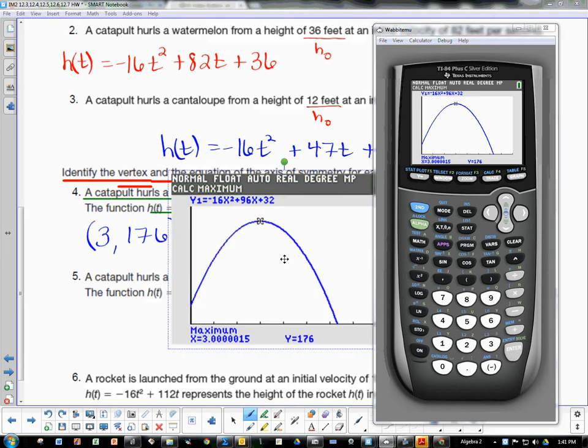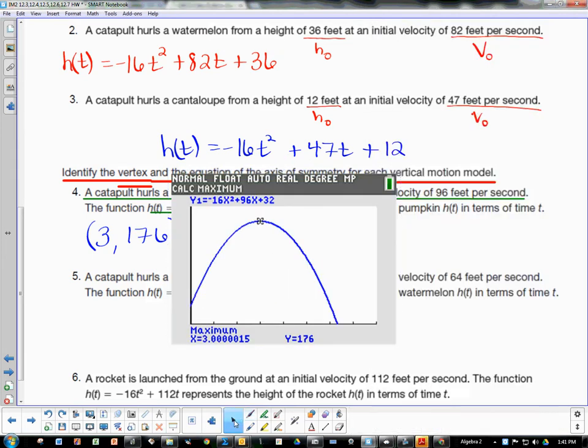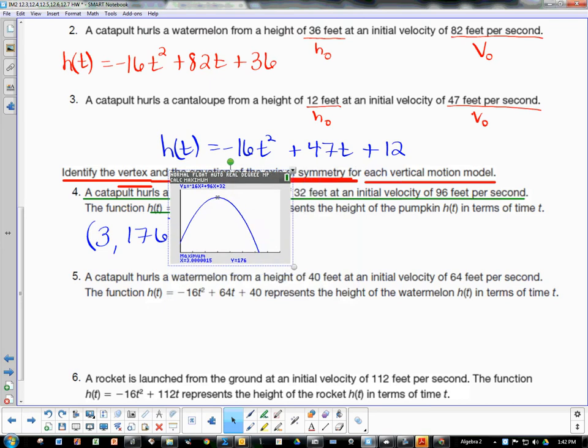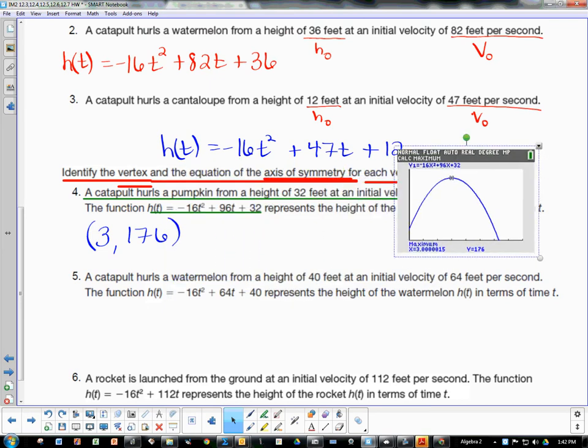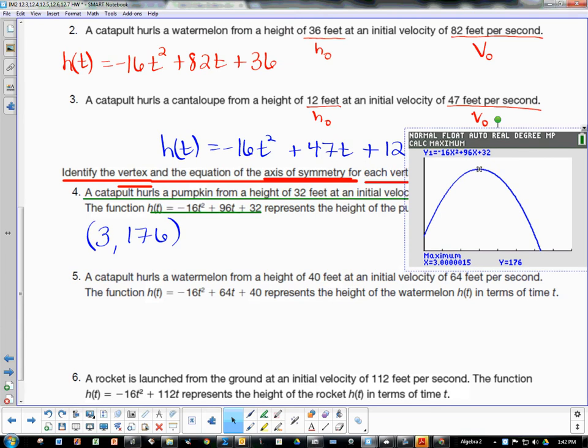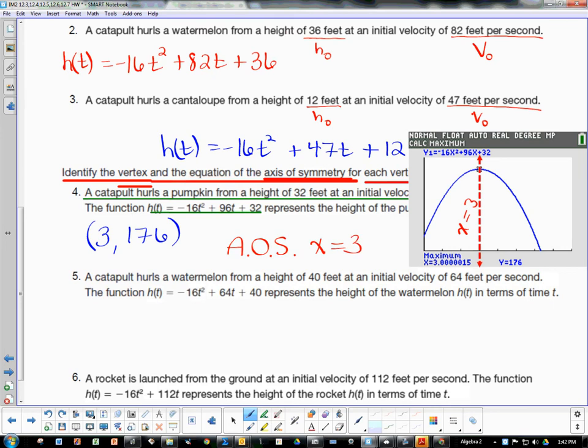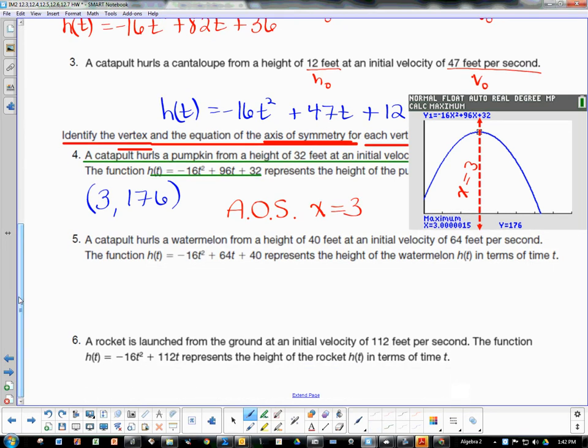Now the axis of symmetry. All right, let's pull this graph over here, and we'll make this a little bit smaller. We can cover some things up. Here we go. Now the axis of symmetry is this vertical line that comes down through the vertex. Now a vertical line has the equation x equals something. Well, in this case, x equals 3. So we can say here the axis of symmetry is x equals 3. And we're done. Number 5, a catapult hurls a watermelon.